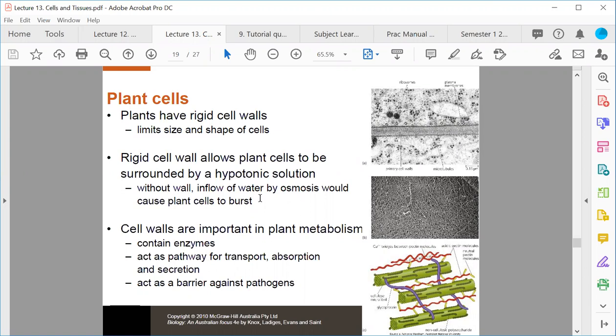Cell walls are also important in plant metabolism. They contain lots of enzymes, they act as a pathway for transport, absorption, secretion, and they act as a barrier against pathogens. In this image here to the right, you can actually see the outside of a plant cell wall. That's how it looks with the aid of an electron microscope.